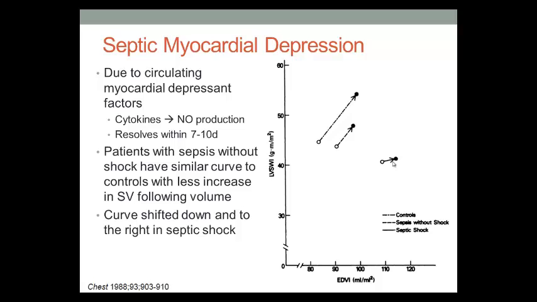So if you get an echo on your septic shock patient and the EF is really poor, it's maybe because of this. And if you repeat the echo in about a week, it goes back to normal. So this can happen in some patients with septic shock, even though classically septic shock is supposed to have preserved or increased cardiac output.